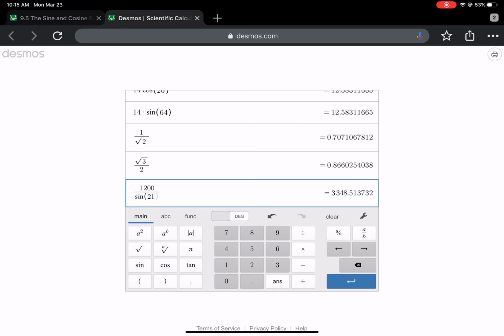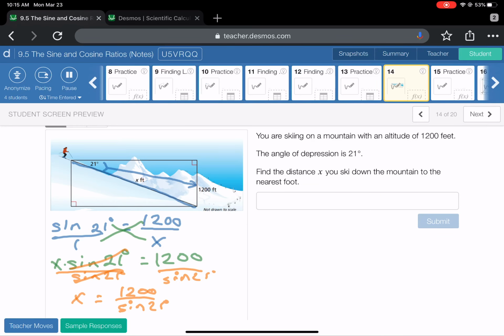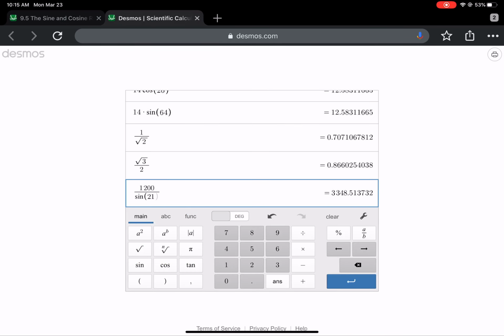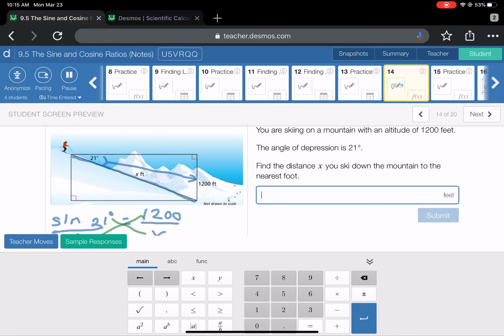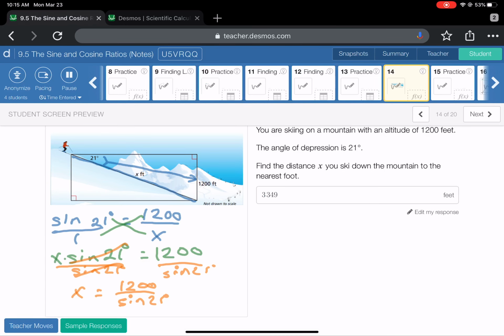But the question asked us to round to the nearest foot, so we want the whole number. We have the 8, but next to the 8 to the right is a 5, so we're going to have to round that up to 3,349 feet. That should be our response because we're rounding to the nearest foot.